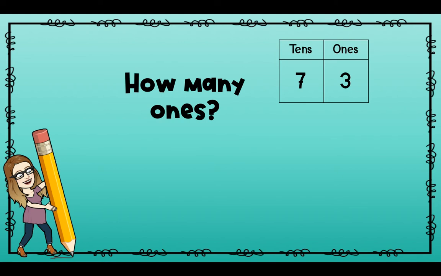So what if I asked you how many ones there were? Where would you look for that answer? In the ones column. There are 3 ones in the number 73. How many ones are in the number 62? Look in the ones column, and you'll see 2.